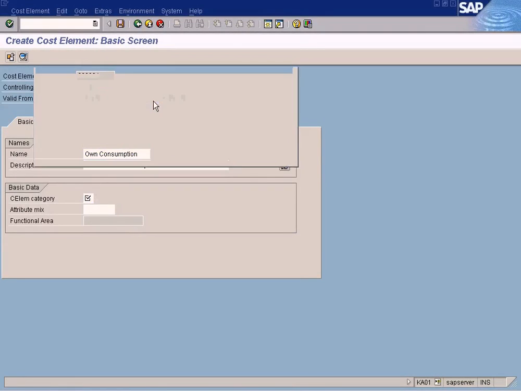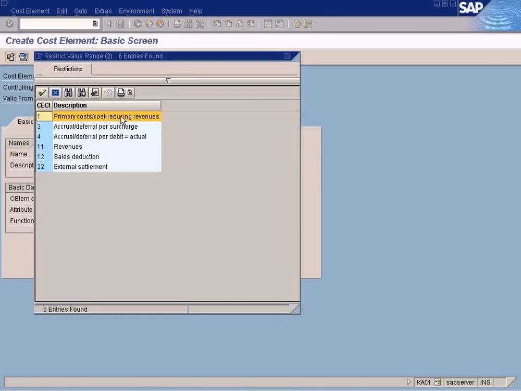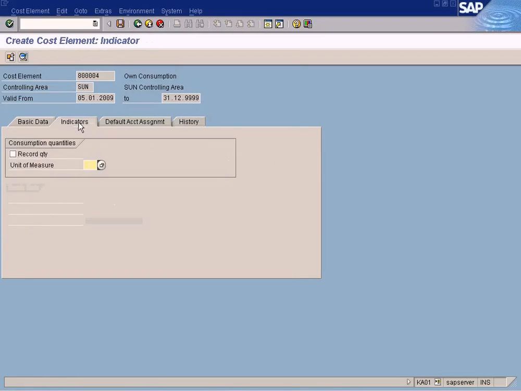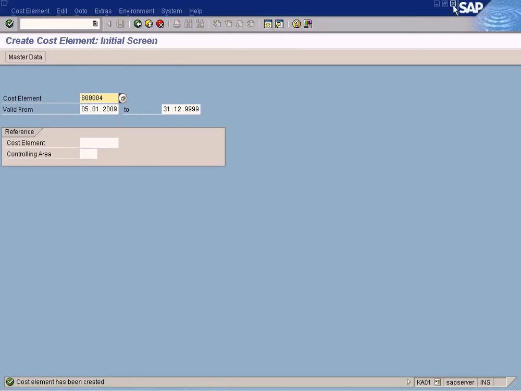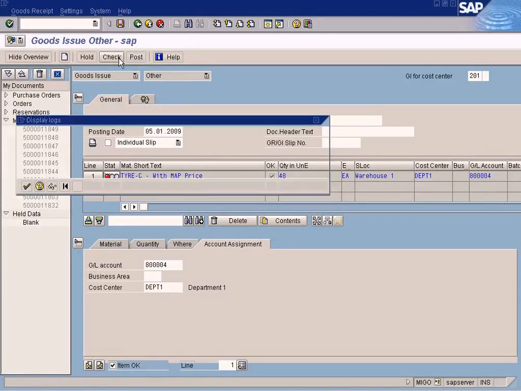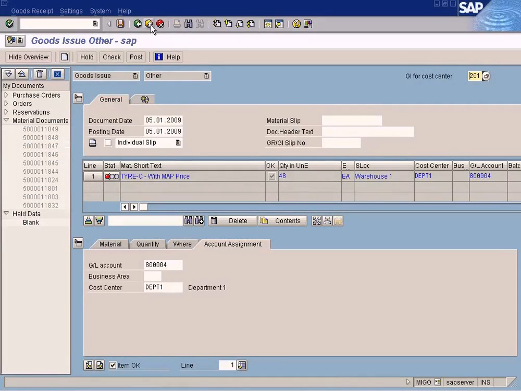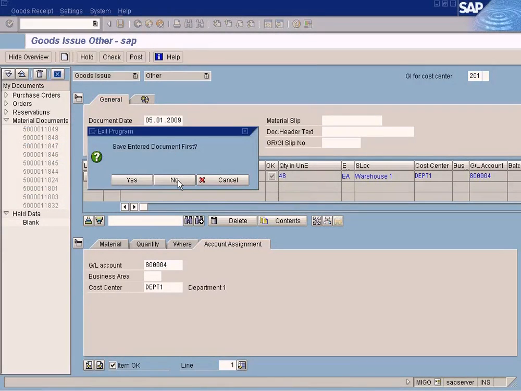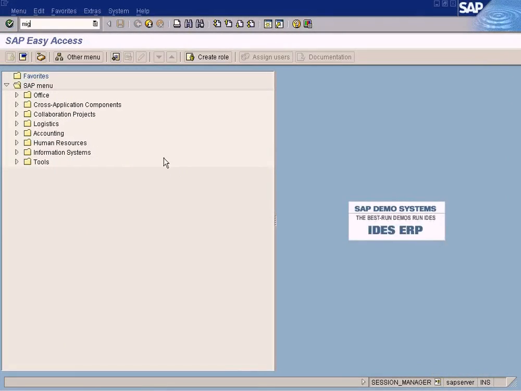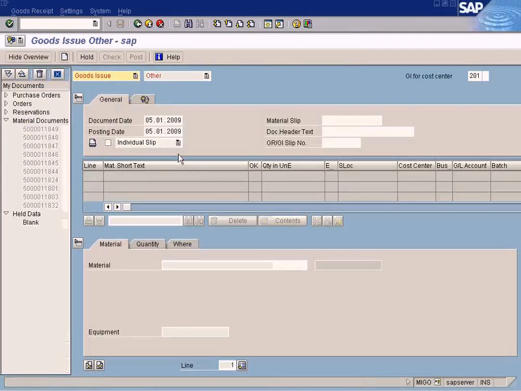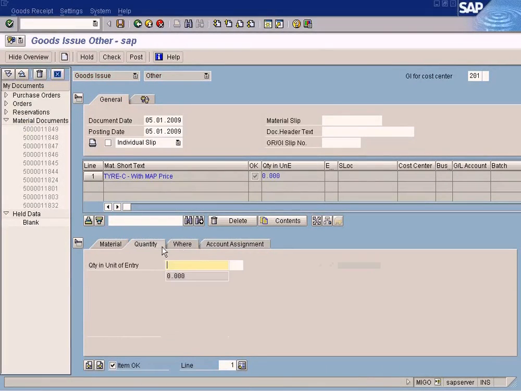Sun does not exist. Oh, this cost element is not even created yet. Doesn't matter, we create from scratch. Primary cost reducing, yep. Okay, now we are done. Let us check now. Oh, we need to refresh. Too bad. We go again. Oh, we can do this fast.